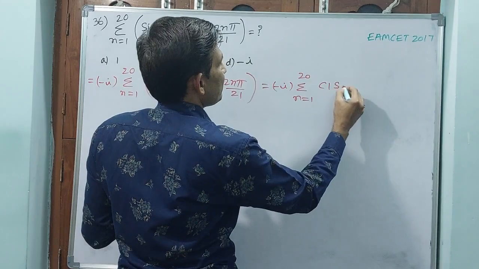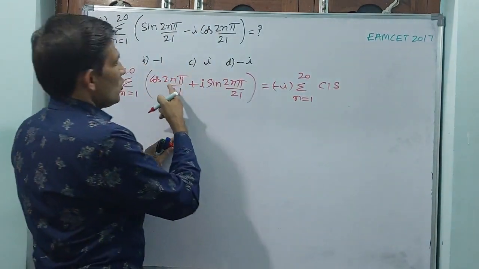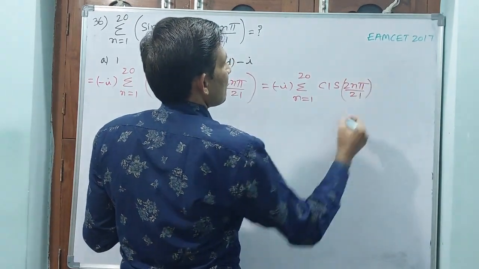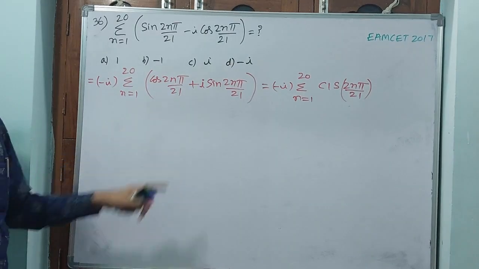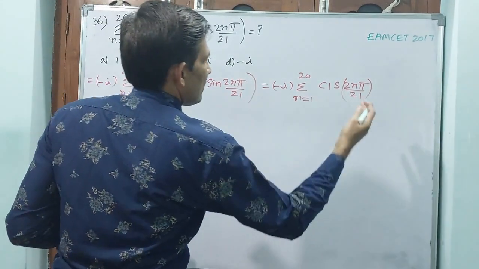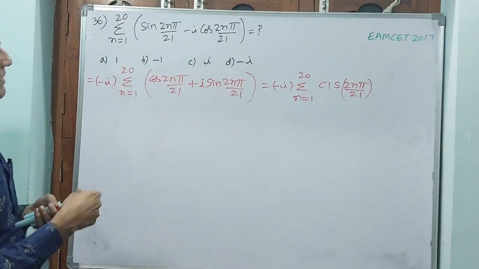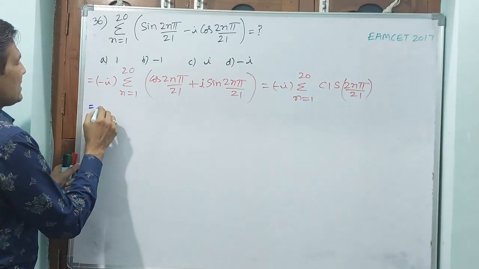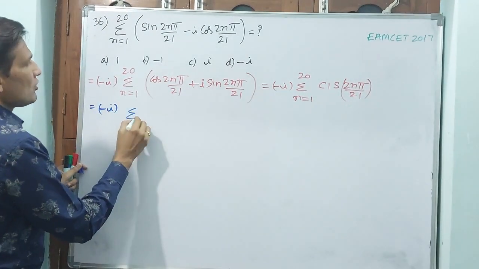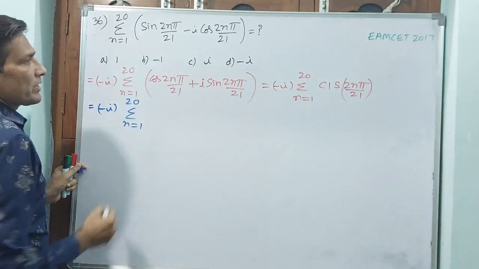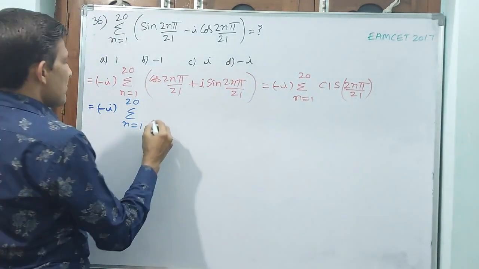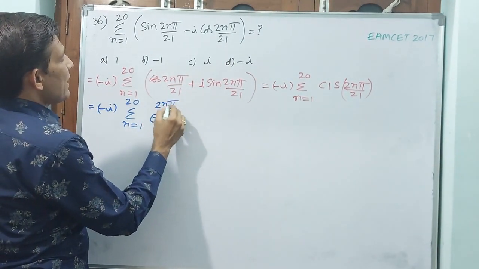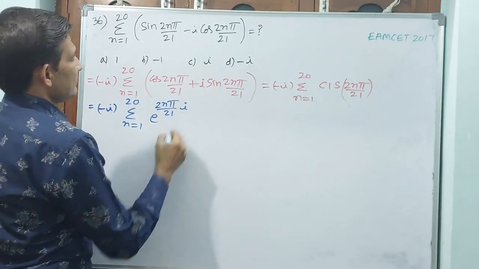CIS 2nπ/21. Okay, CIS 2nπ/21. Again, I will write here, because I don't have space there. This can also be written like this: minus i, sigma n equals 1 to 20. Now not in CIS form, I am writing e power. You see, e power 2nπ/21 i.